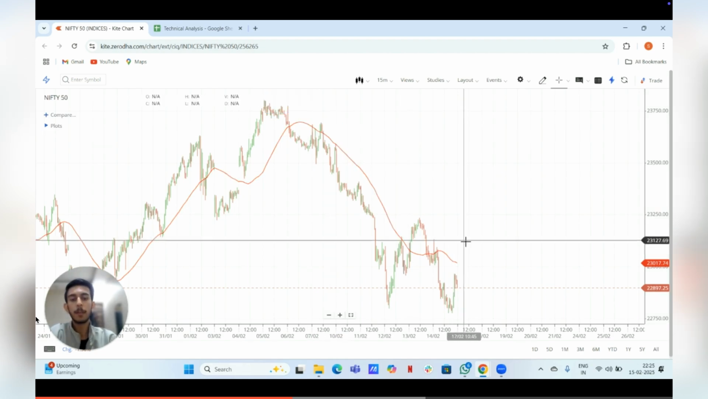So basically, what is a moving average? You must have learned about mean in your earlier classes of schooling. This is a simple concept which is used in the stock market also. Moving average is an indicator which gives you an idea about the trend of the market based on the price. Like we have used a 50-duration moving average here.